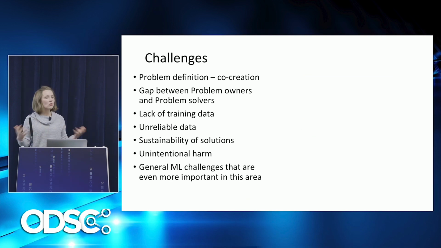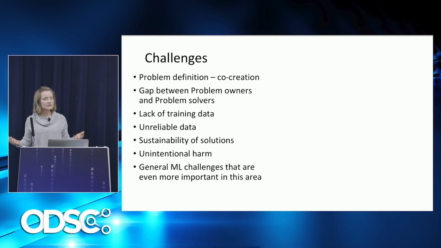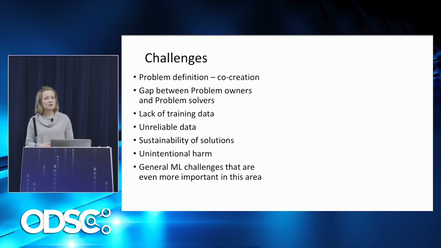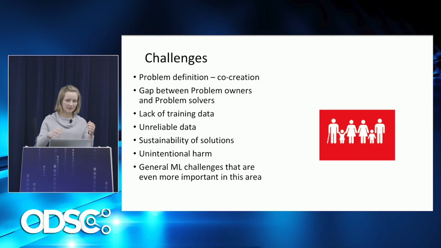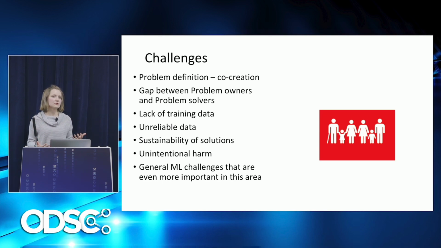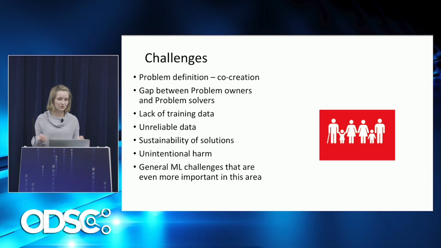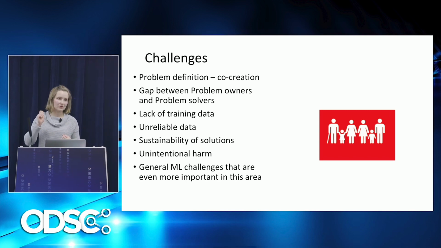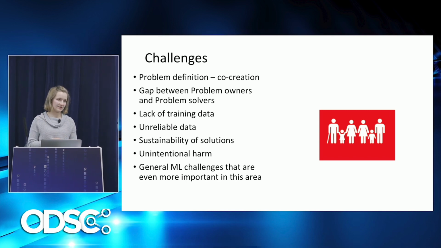And all the rest of machine learning challenges are even more important here because most likely, if you would like to do something for social good, you would like to do it for an already vulnerable community. And so if something is wrong, it will hit them twice as hard as before. So we just need to be careful.